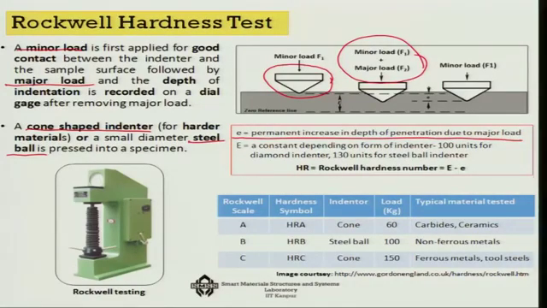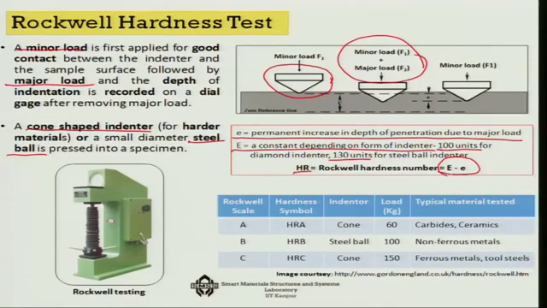Once you know that, there is a constant E which depends on the form of the indenter. For example, if you use a diamond indenter, this is about 100. If you use a steel ball indenter, it is about 130. Then you can get HR, the Rockwell hardness number, by simply subtracting this small e from capital E. That is how you can get it.